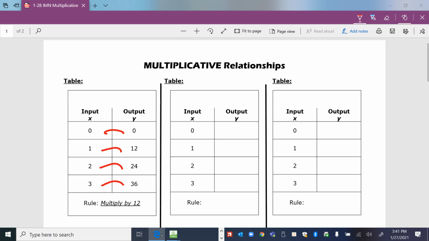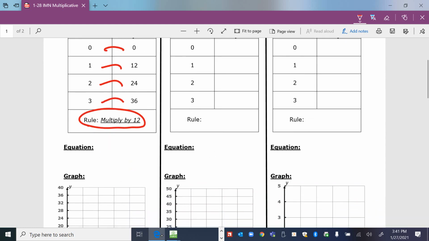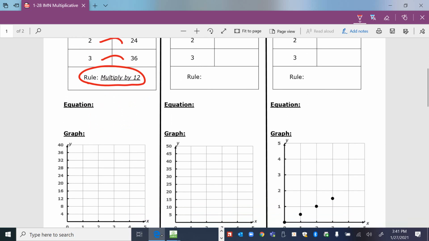And it gives me the rule down here. What I'm doing to all of the x's is I'm multiplying them by 12 to get to the y. So when we ask you what is the rule, that's just asking what do I do to the x to get to the y. Okay, so then let me scroll down a little bit. Now what would that equation look like?